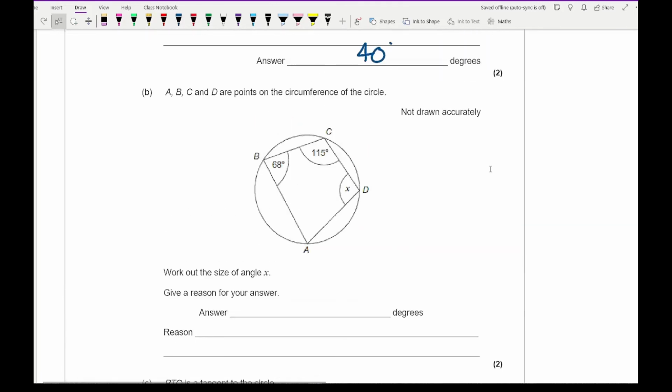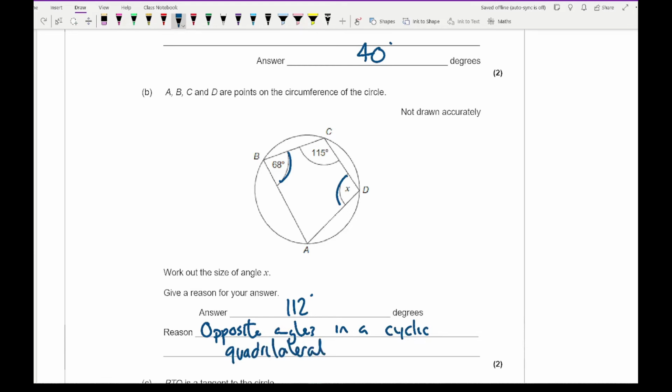Moving on to question B, it says A, B, C and D are points on the circumference of the circle. Work out the size of angle X. So again, it's a cyclic quadrilateral, so opposite angles need to add up to 180, so that therefore is going to be 112 degrees, and the reason for that is because opposite angles in a cyclic quadrilateral add up to 180 degrees.